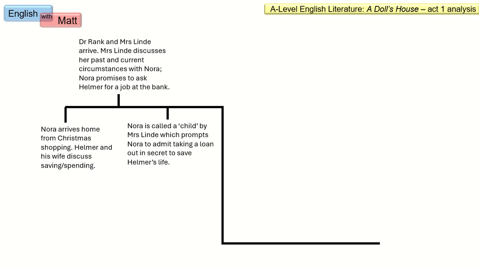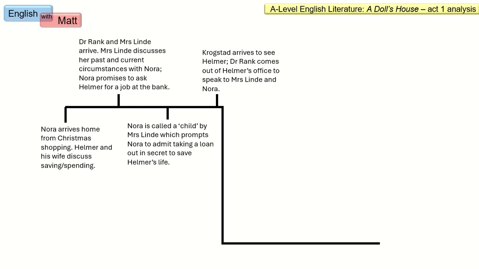So not only does Mrs. Linde learn about Nora's secret loan, but also, of course, the audience does because we're listening in to this conversation. So we are forced as an audience to reassess Nora's depiction as this kind of childlike housewife. She actually maybe has more complexity than we initially thought.